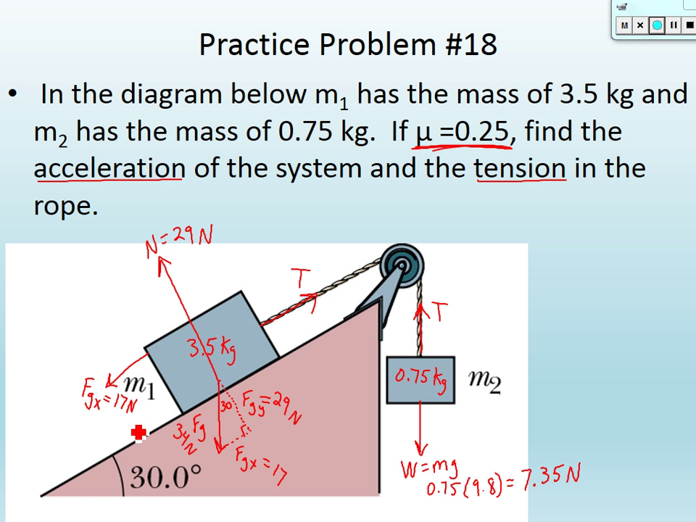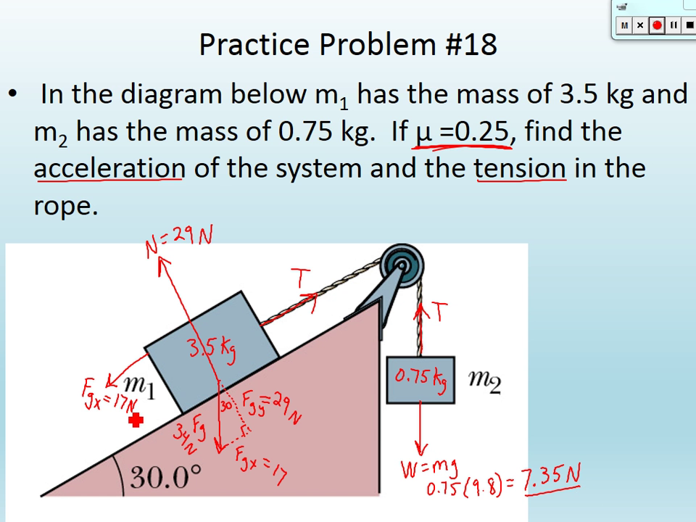So there's FGX that's pulling block M1 down the ramp this way. That's 17 newtons. We've got the weight of block M2, and that was 7.35 newtons. So you should always get to this point and compare those two numbers, because that's going to tell you which way this system is going to move.